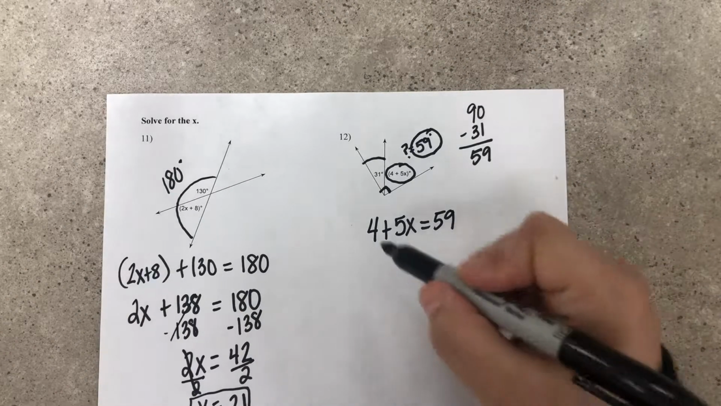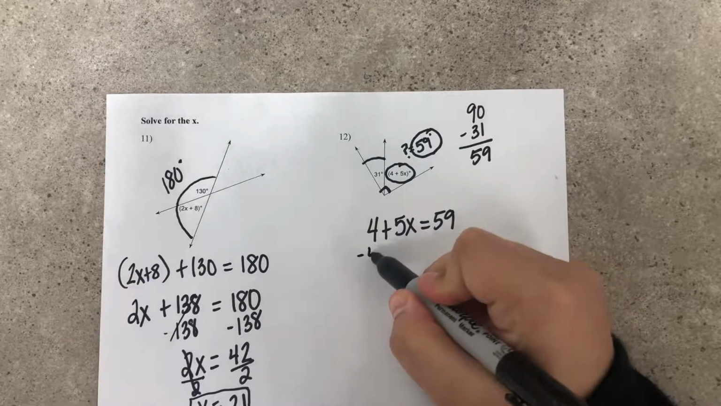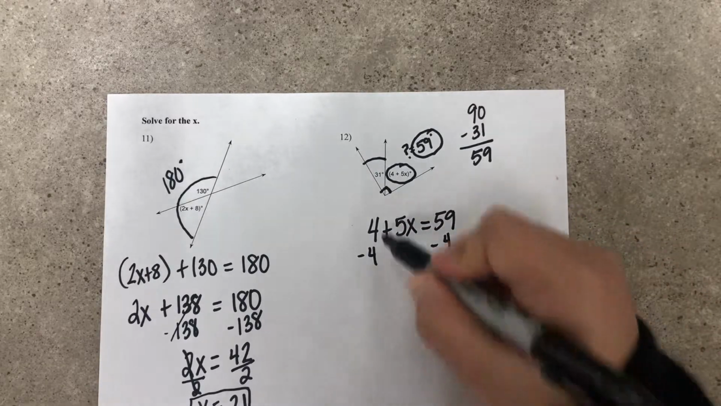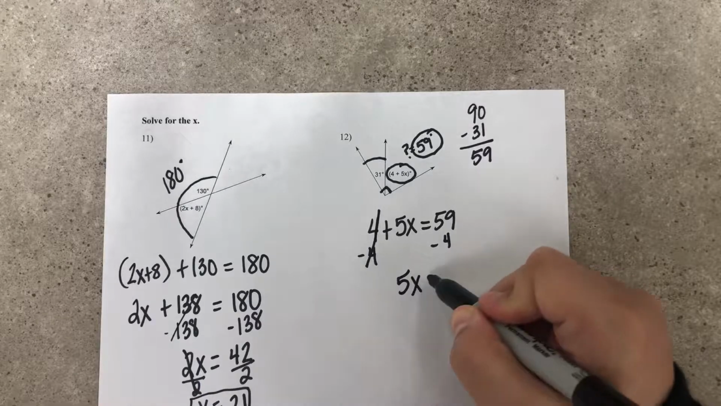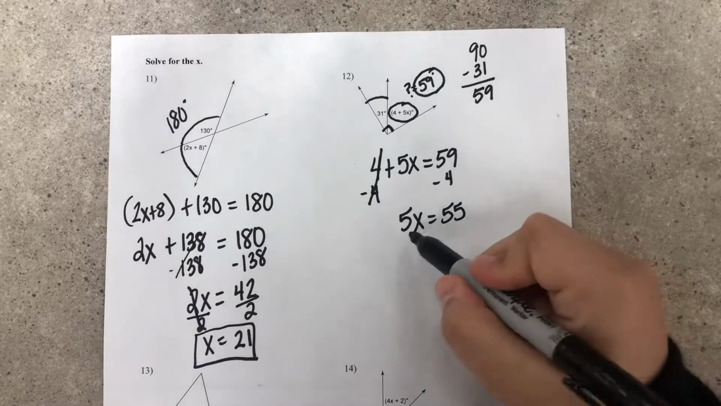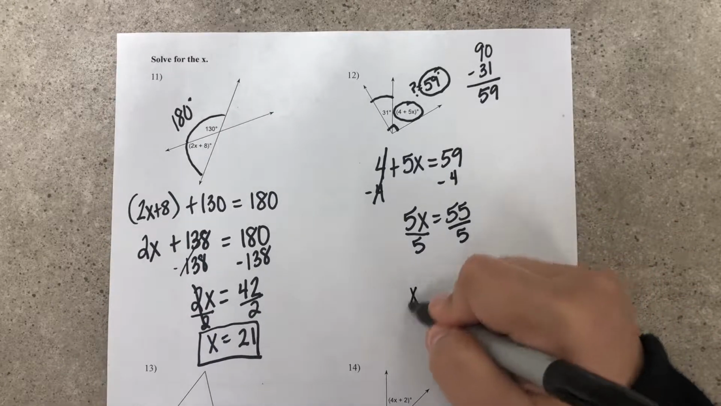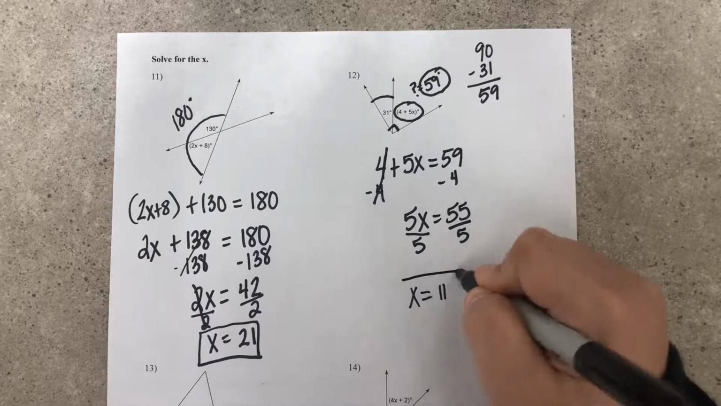And then we solve. In order to get x by itself, I'm going to subtract 4. And I get 5x equals 55. And then last, we're going to divide by 5. So I end up with x equals 11.